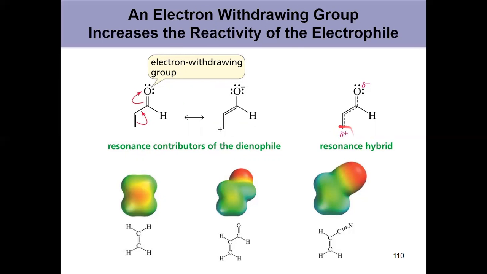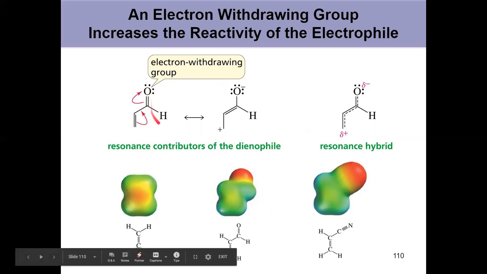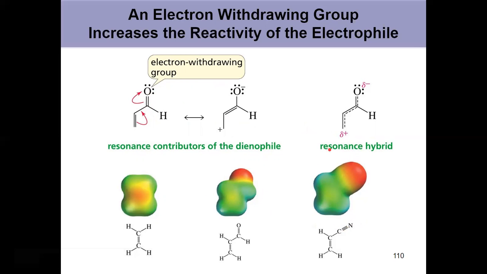See the delta positive on the resonance hybrid. So if you see an electron withdrawing group, like a carbonyl, the C double bond O, or a nitrile, that makes it more reactive, which is advantageous because it's easier to run. You can run the reaction at lower temperatures, for example.